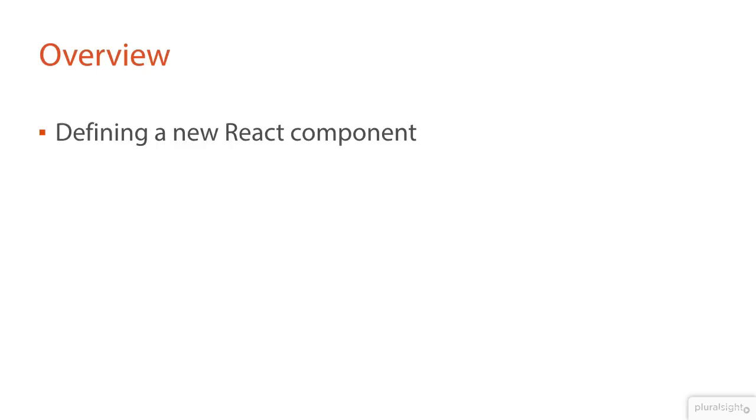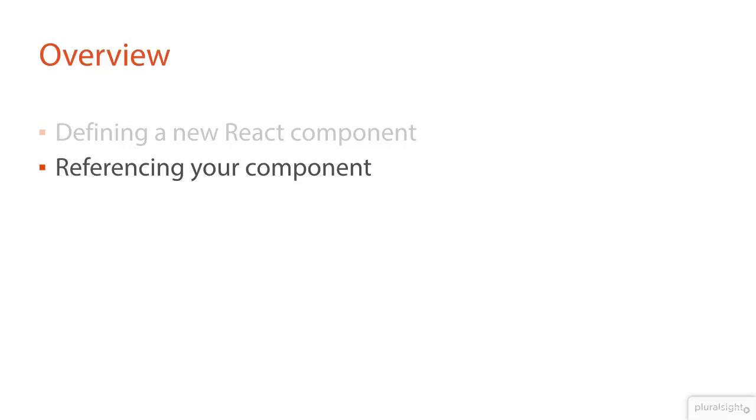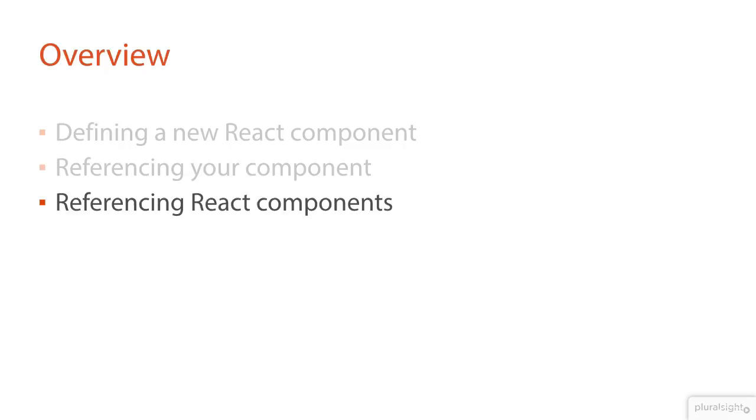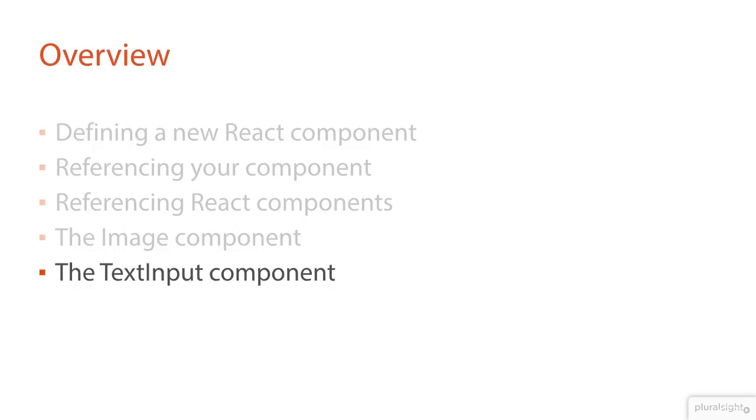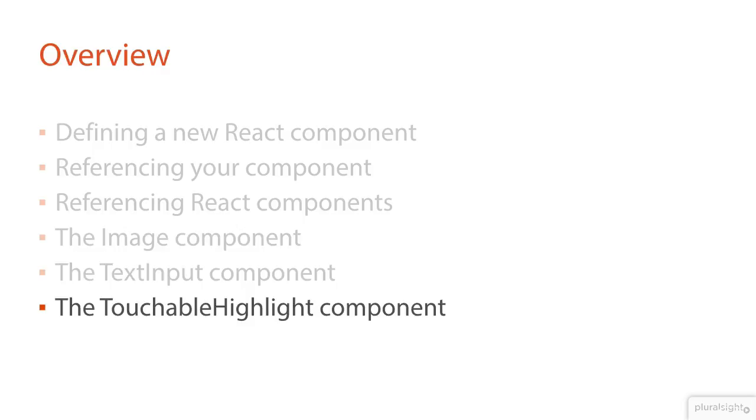During the process of building this view, I'll introduce you to creating a new React component. I'll show you how to reference and display this new component. To build this view, we need to reference components from the React module. We're going to use a bunch of components for the first time, including the image component, the text input component, and the touchable highlight component. We'll also use Flexbox to lay out our login view.